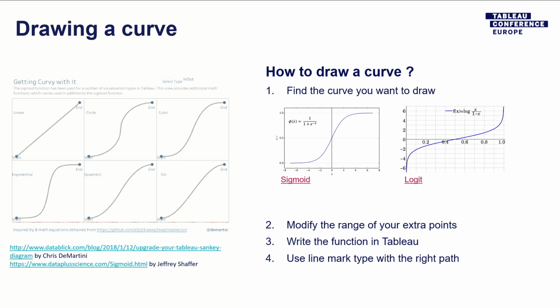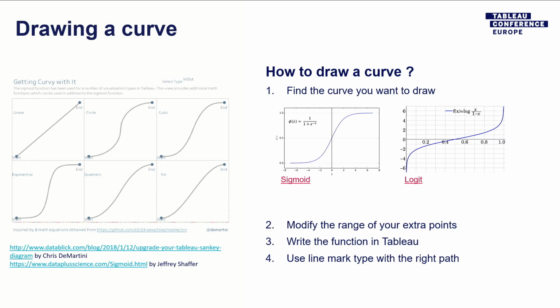So how to draw a curve? First step, obviously, you have to find the curve you want to draw that best fits your design. For example, in the Becker visualization, I knew what I wanted to do. So I needed to use the sigmoid function. It's very well known in our Tableau community to draw the tournament flow, and another function called logit to draw the bump chart. Actually, logit is only the inverse function of sigmoid, because one is horizontal, the other one is vertical.